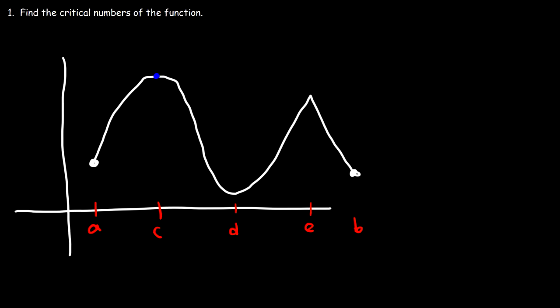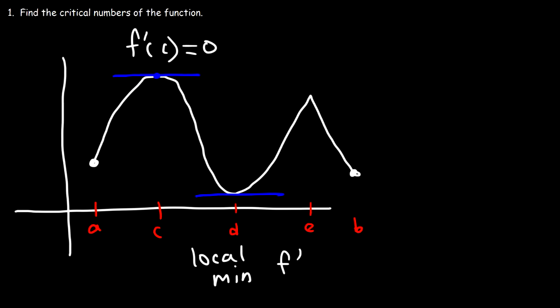Notice that at point C we have a local maximum, and we also have a horizontal tangent line. So f prime of C is equal to 0. C is a critical number. And the same is true for D. This time we have not a local maximum, but a local minimum. And at D, the derivative, that is the first derivative, is equal to 0. So D and C are both critical numbers.